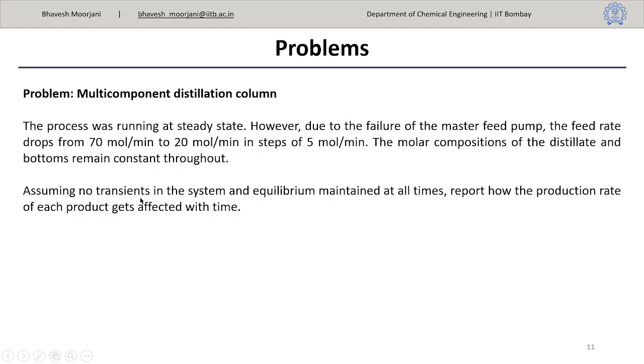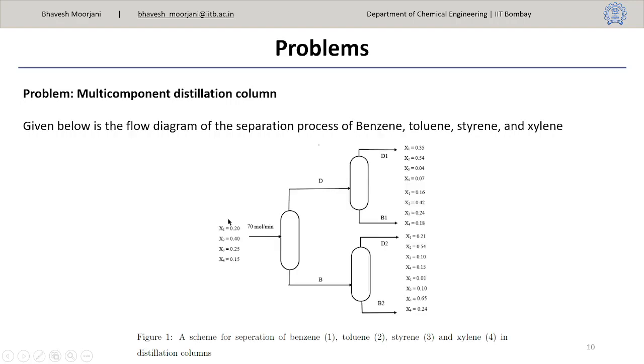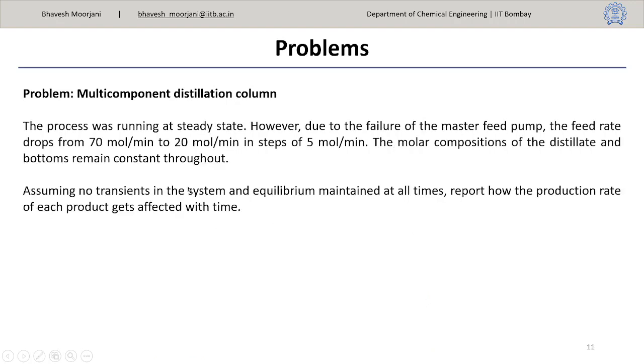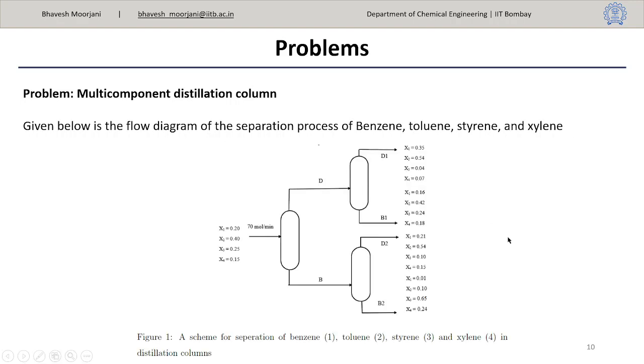So the mole fractions that we have been given remain the same. Assume there is no transient in the system and equilibrium is maintained during this change. Report how the production rate of each product gets affected. So we have to find the D1, B1, D2, B2 values at steady state, and when the unsteady state is introduced and our flow goes from 70 to 20, what will be the change in the product flow rate, right? Now it's a distillation column system.